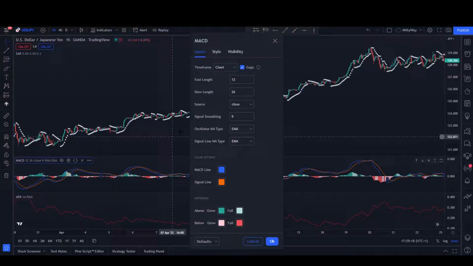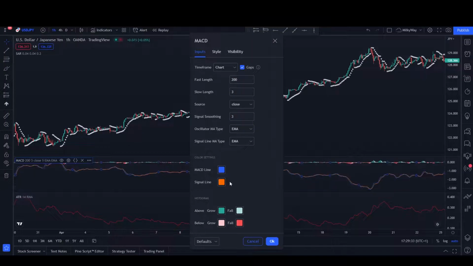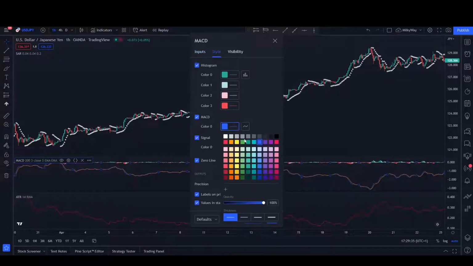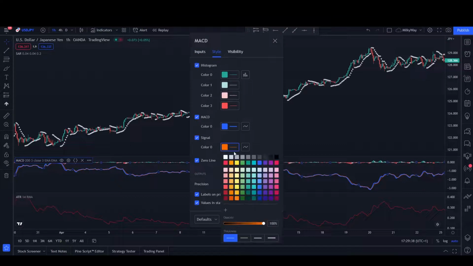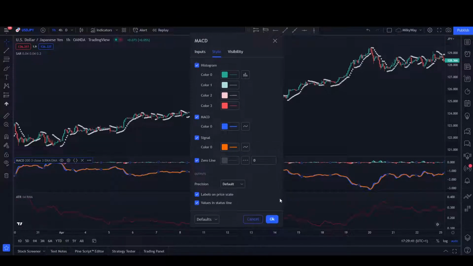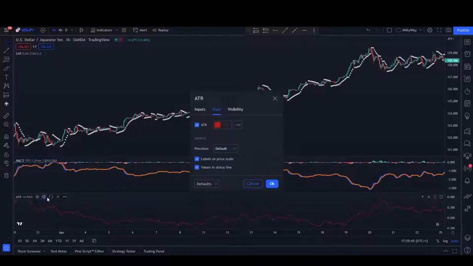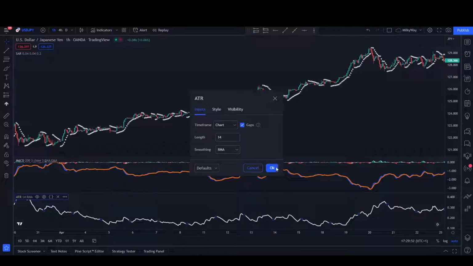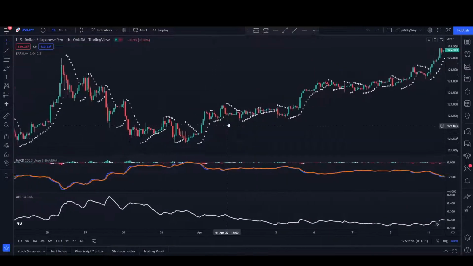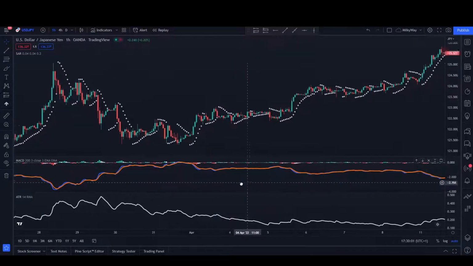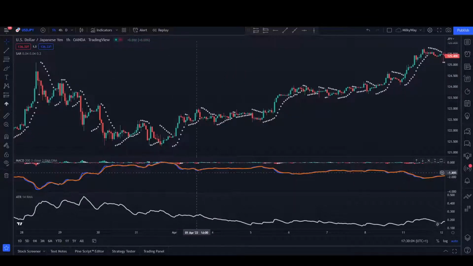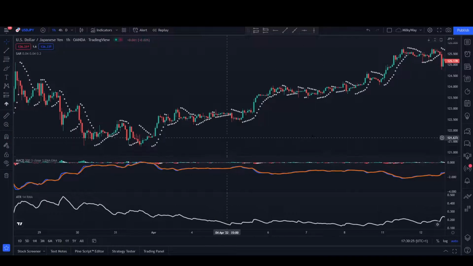For the MACD, we're going to be using a much longer period. So that will be 200, 3, and 3. We can change the style slightly so that we can see the lines a bit better. And finally, the ATR, we can leave it to the default settings, which is 14. Essentially, what we want to do is use the MACD as the trend indicator. So when the MACD is negative, we're looking for long positions. And when it's positive, we're looking for short positions. So in this case, you can see it's negative.